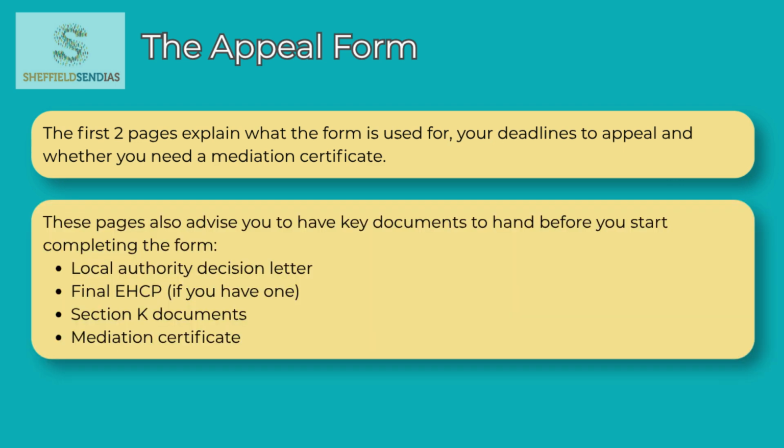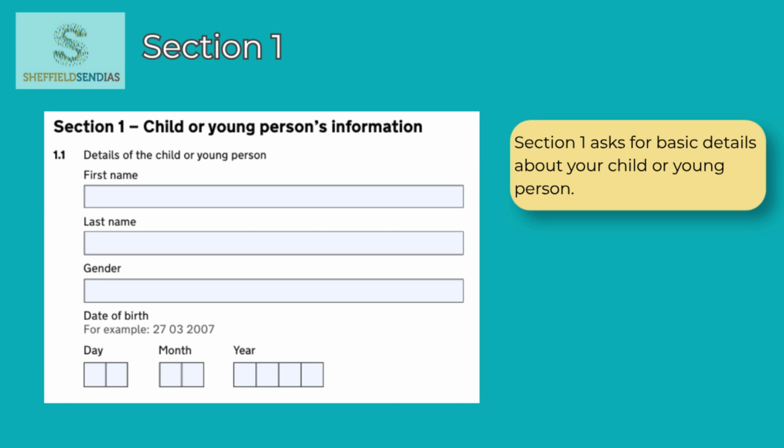These pages also suggest making sure you have some documents to hand before you start completing the form. This includes a copy of the local authority decision letter, a copy of the final version of the EHCP if you have one, and the Section K documents. These are the reports gathered in the needs assessment. You should also have your mediation certificate to hand while completing the form if your appeal requires one.